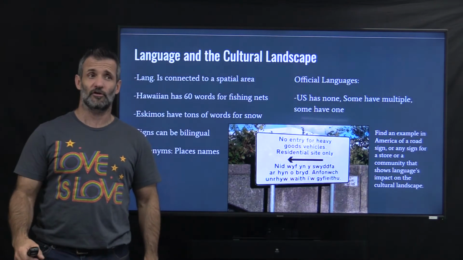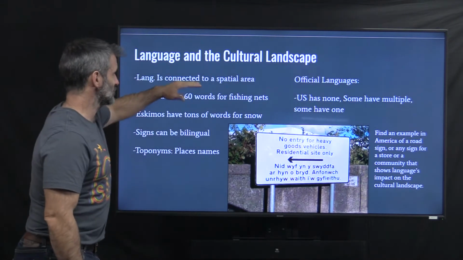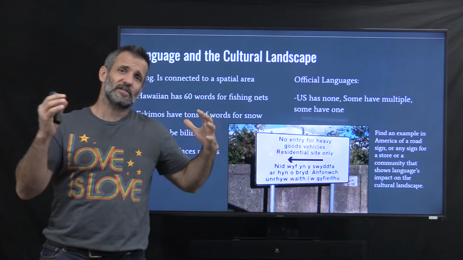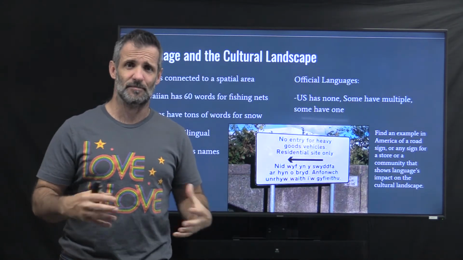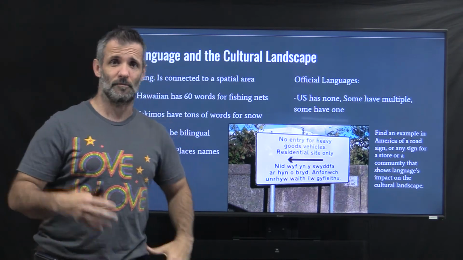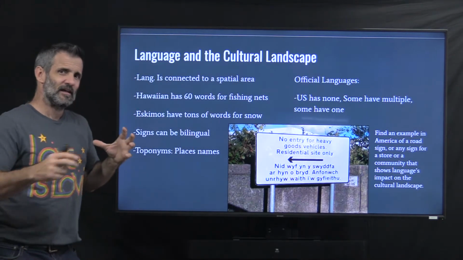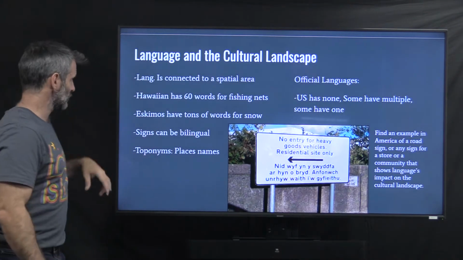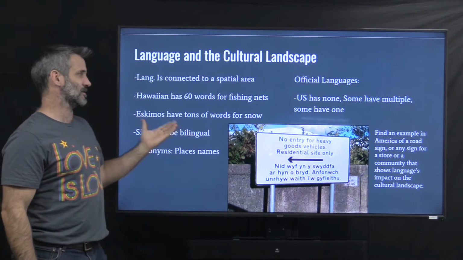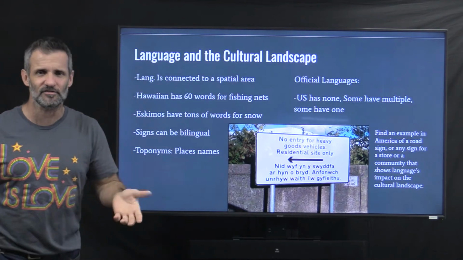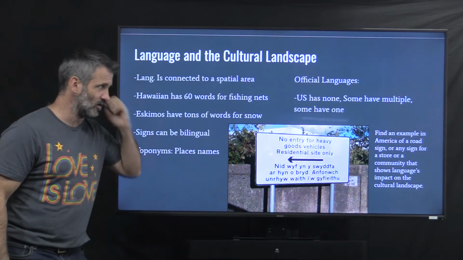Language also affects the cultural landscape. Language is connected to a spatial area. If you go to the southwest of America, a lot of those place names, the toponyms, have Hispanic names because it's part of that area. But the area also influences the language. In Hawaii, they have over 60 words for fishing nets. Eskimos have tons of words for snow. And also, signs can be bilingual.